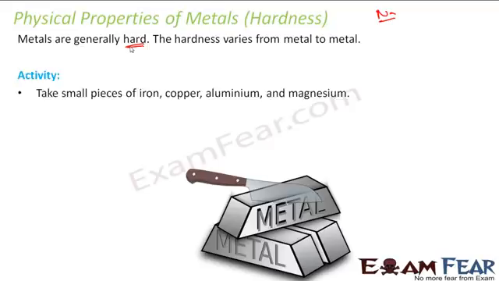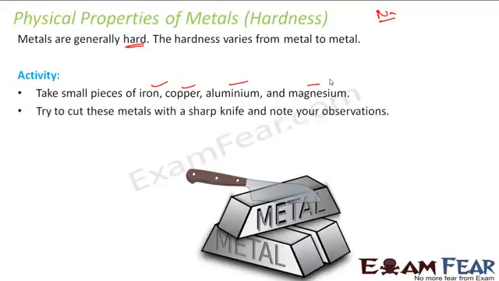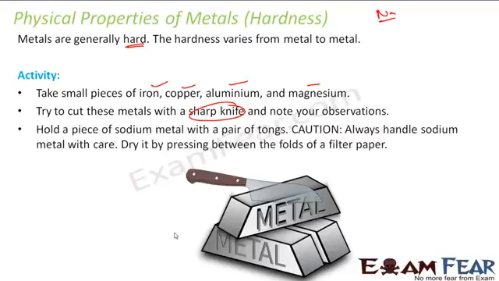For an activity, what we can do is take again iron, copper, aluminum, and manganese, right? And try to cut these with a sharp knife. You'll observe that you will not be able to cut these. And that's why we can say that metals are hard, right? You can do this in your lab. You get small pieces of these metals from the lab assistant, and then try to cut them with a knife. You'll observe that you will not be able to cut those things, right?